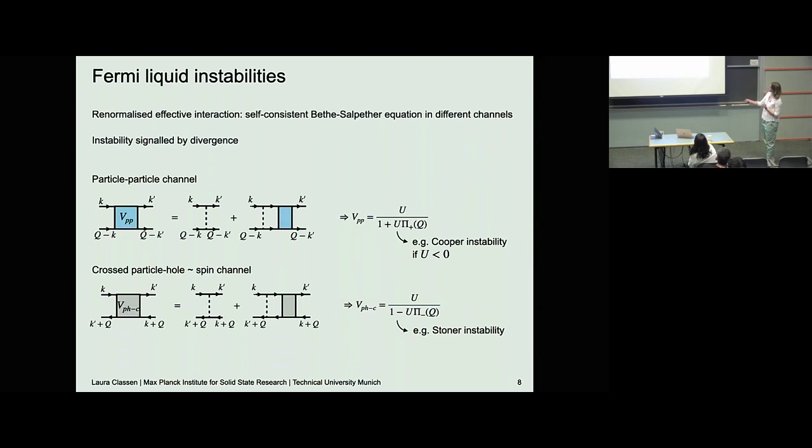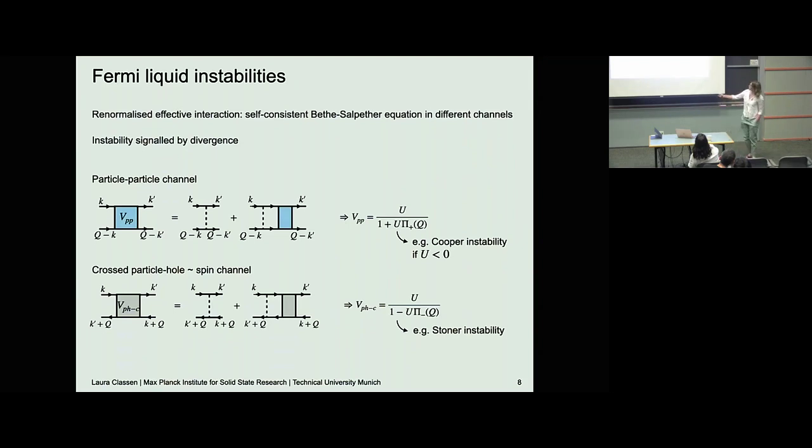And here I'm showing again the two maybe famous examples where you get such an instability. One is the Cooper channel, so this one amounts to the Cooper ladder, and then your effective interaction is of this form, and you see there can be a divergence and instability if the denominator vanishes, which means that we need an attractive interaction for this to happen, which is something we all know. We need attraction for superconductivity.